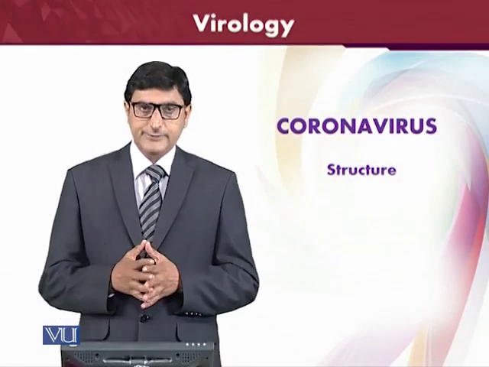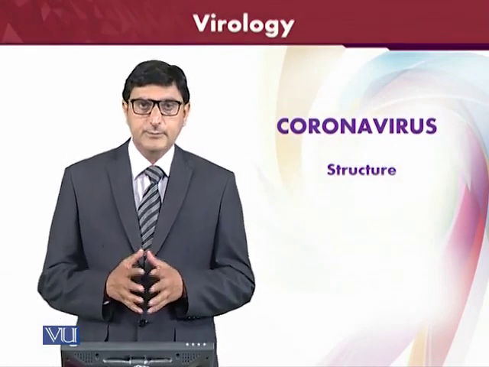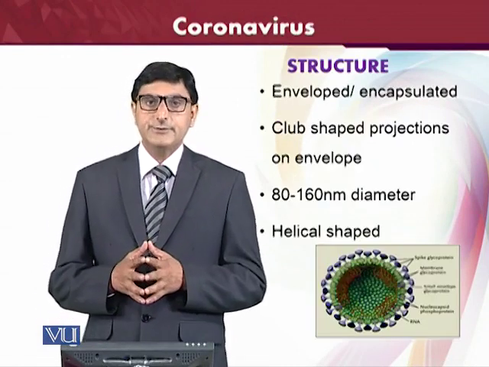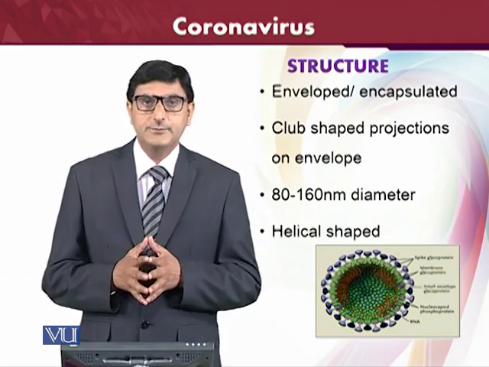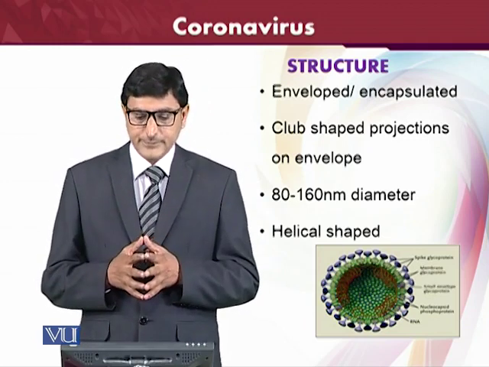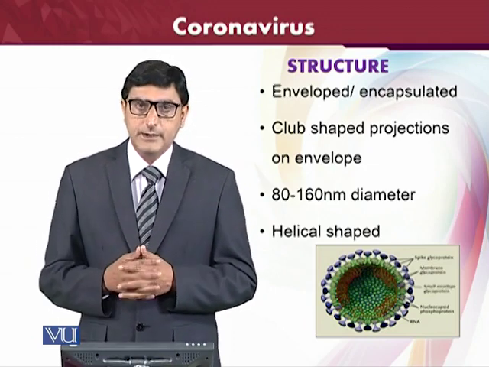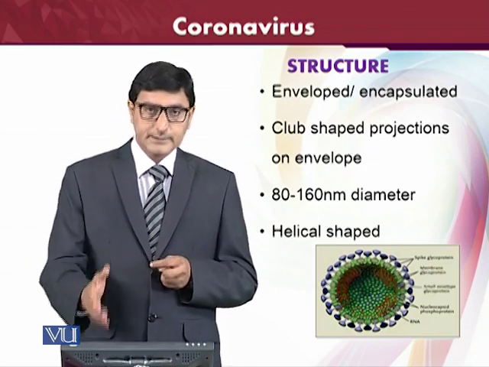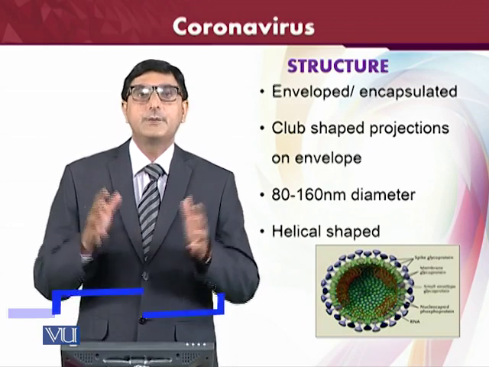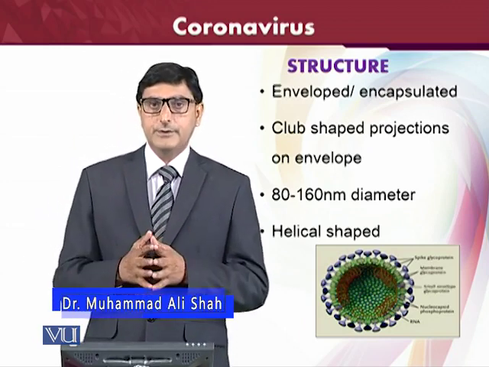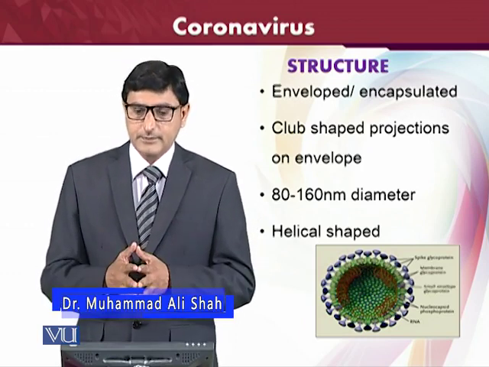Now the coronaviruses: after the Togavirus, we will study the coronavirus, their properties and their structure. First of all, the structure. They are, of course, enveloped viruses, and club-shaped projections are present on the envelope. As is clear from the diagram in front of you, they have a special kind of projection on the envelope, which is important for the life cycle of the virus.